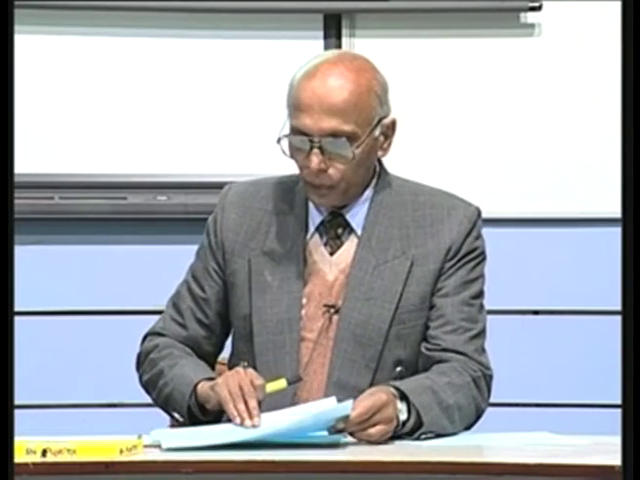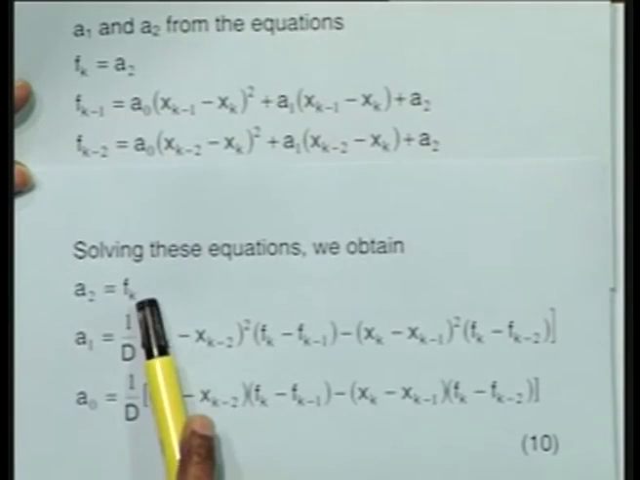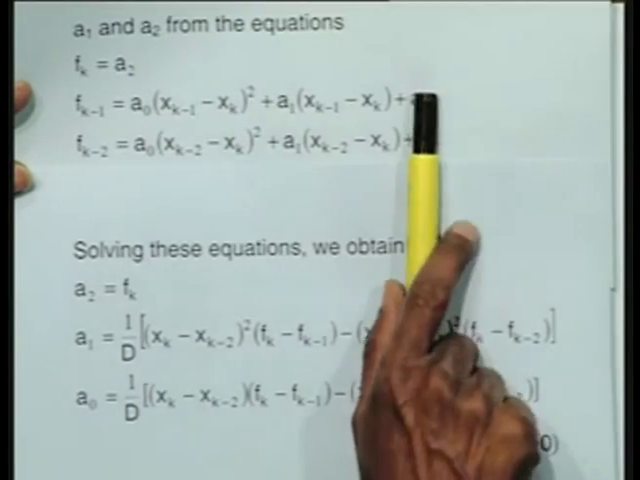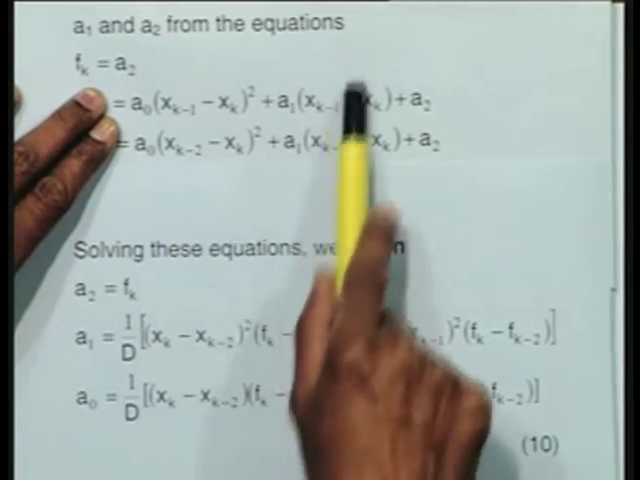So, what I would do is I would solve these equations. Now, A2 is determined from this. So, A2 is equal to f(xk). I have taken this A2 to the left hand side, then I am finding first of all D as the determinant of the coefficient matrix.